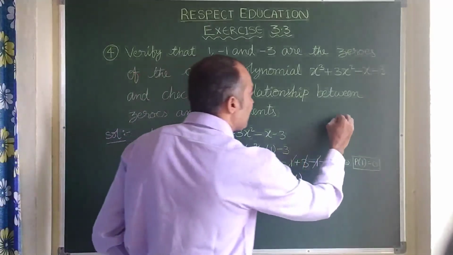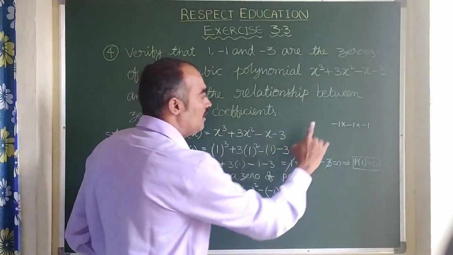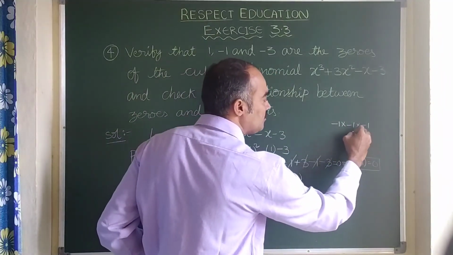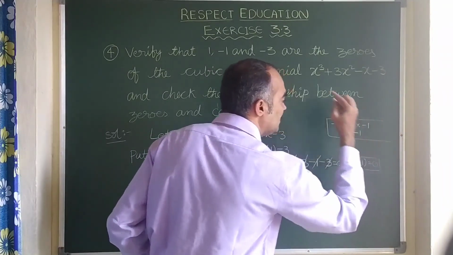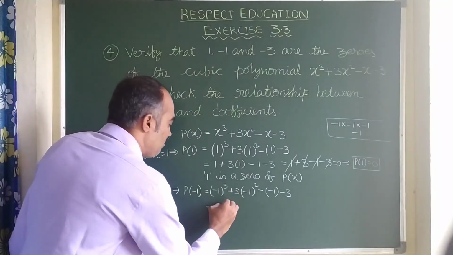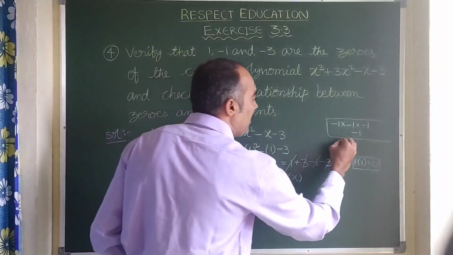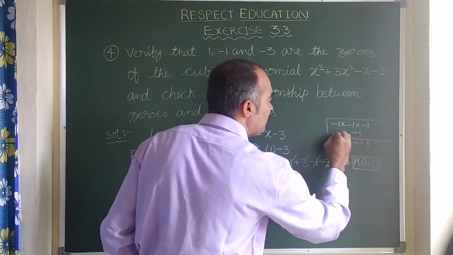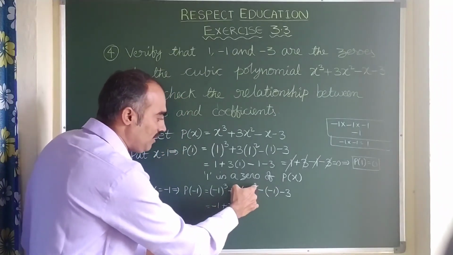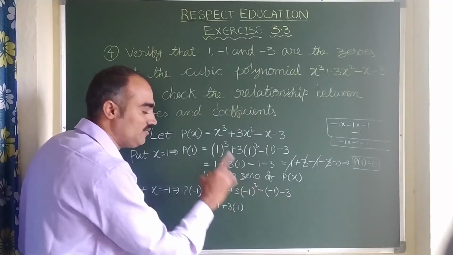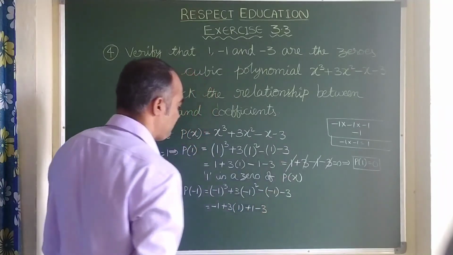See here, this is minus 1 whole cube: minus 1 into minus 1 into minus 1. Minus into minus is plus, plus into minus is minus, and 1 ones are 1. So in this way minus 1 whole cube is minus 1. Plus 3 into minus 1 whole square. Minus 1 into minus 1 is plus 1. As it is an even power, we can write the negative as positive. 1 square is 1. Minus into minus is plus 1, minus 3.